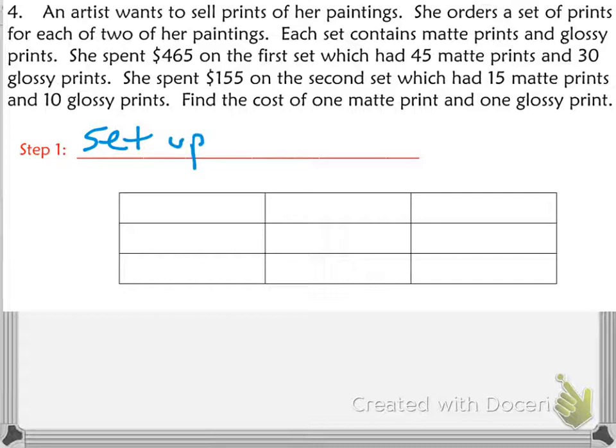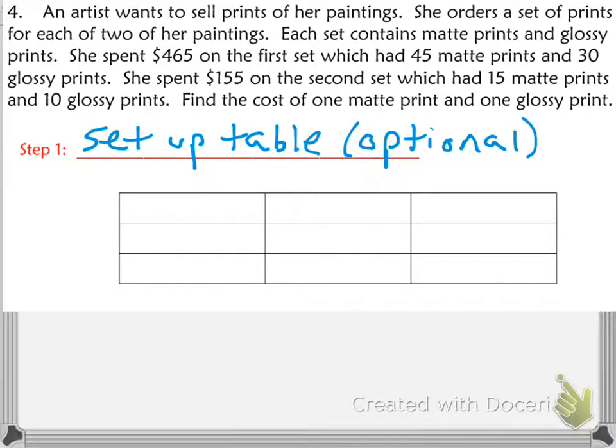This could actually be used for the problems that we've done before, but not necessary, so I'm going to write optional. You could figure this out without setting up this table. What I'm going to do is just create an array here. So I have a couple different things going on.